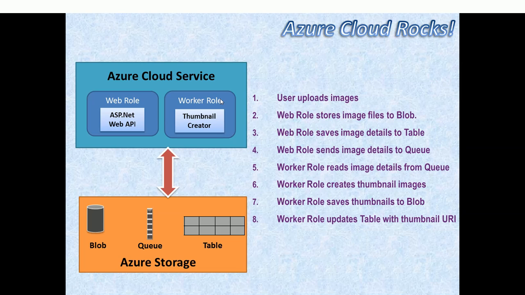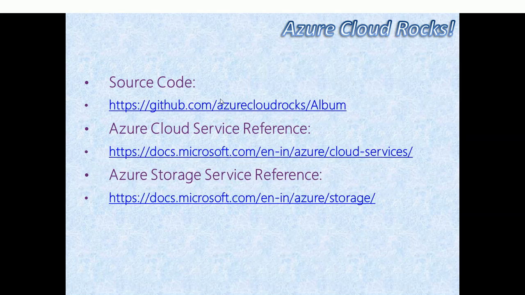And again, you need to update the table with the thumbnail URI. Once you save the thumbnail to the blob, you will have to save the thumbnail URI as well, so that the album web page can fetch all the thumbnails from the blob. You don't need to download the entire image, as I said earlier. So this is the flow of a typical album use case or an album sample that can be built using a few Azure services such as Azure Cloud Service and Azure Storage.